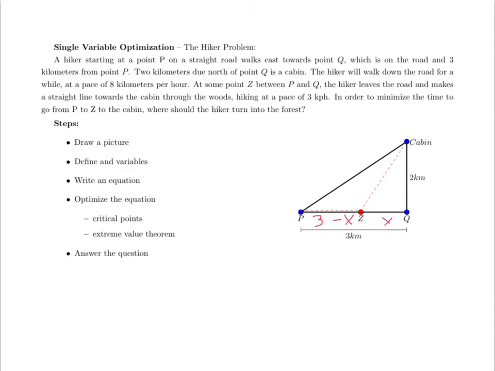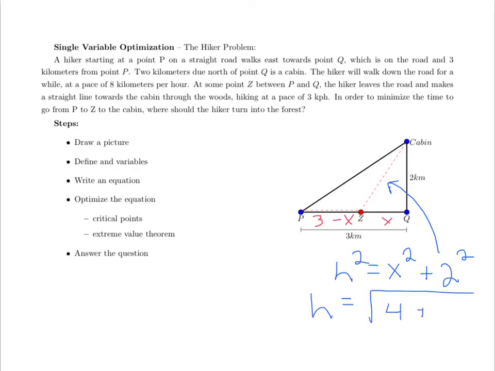Now what this actually gives us is all the information we could possibly need for the person's route. For example, that path right there, by Pythagorean theorem, I know that x squared plus 2 squared is equal to that hypotenuse squared. And so that hypotenuse itself is the square root of 4 plus x squared. Well, this actually tells us quite a bit of information about how we want to set up our problem. So we've defined a variable.